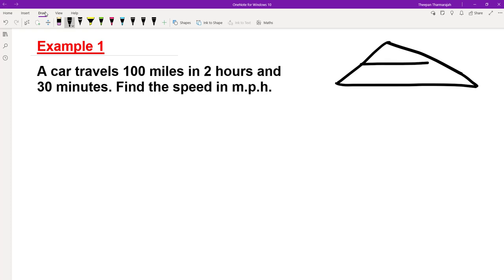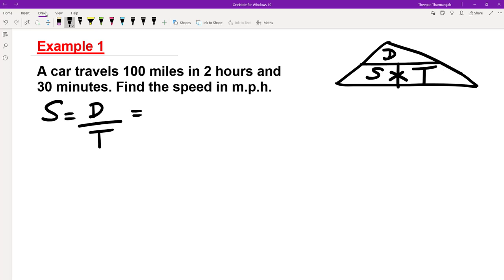We always have distance on the top, speed here, and time on this side, and in the middle we have a times. So we can use this triangle to manipulate the formula. So we want to work out speed, so speed is distance divided by time.